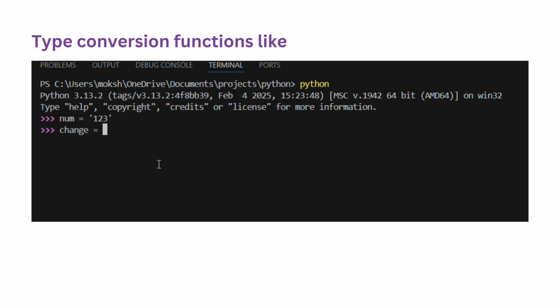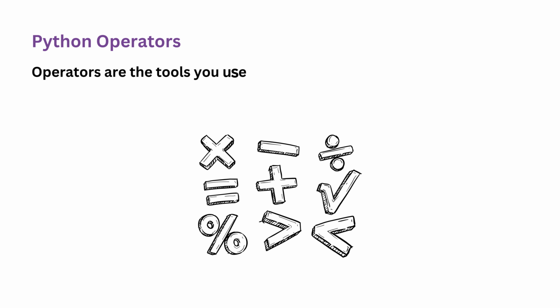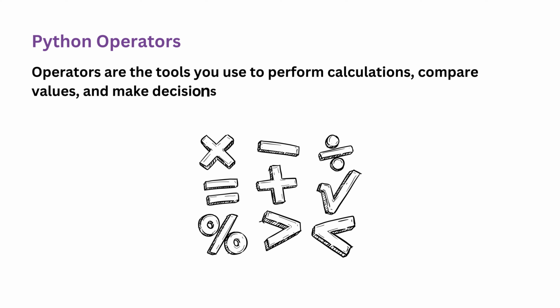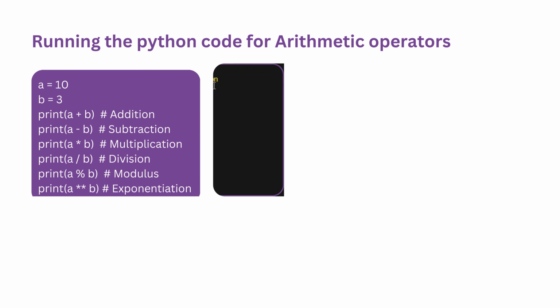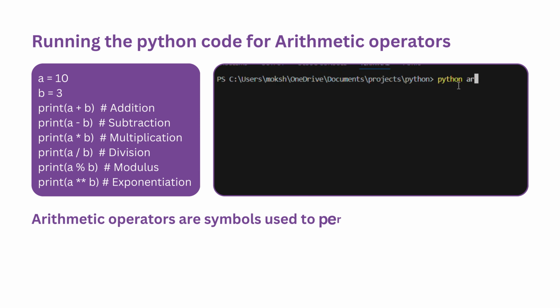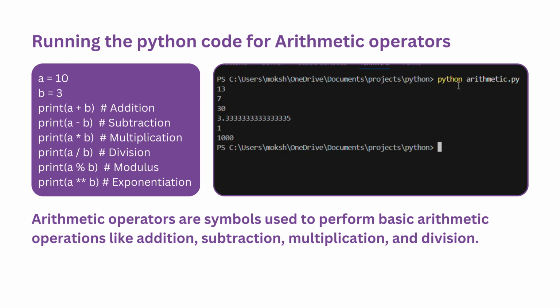Understanding Python syntax and variables lays the groundwork for writing clean, efficient code. Let's move on to explore how we perform calculations and comparisons with operators. Operators are the tools you use to perform calculations, compare values, and make decisions in your code. Let's start with arithmetic operators. Arithmetic operators are symbols used to perform basic arithmetic operations like addition, subtraction, multiplication, and division.